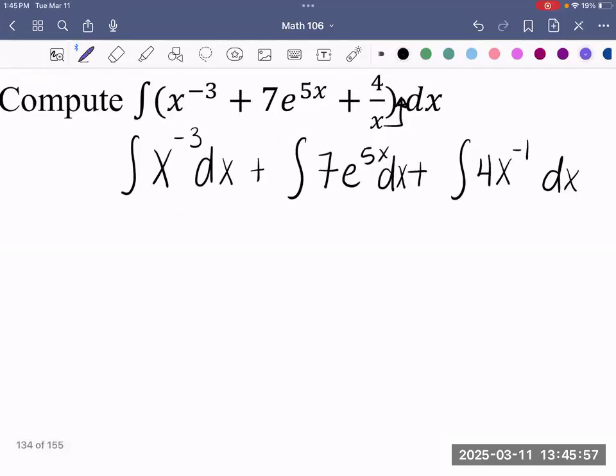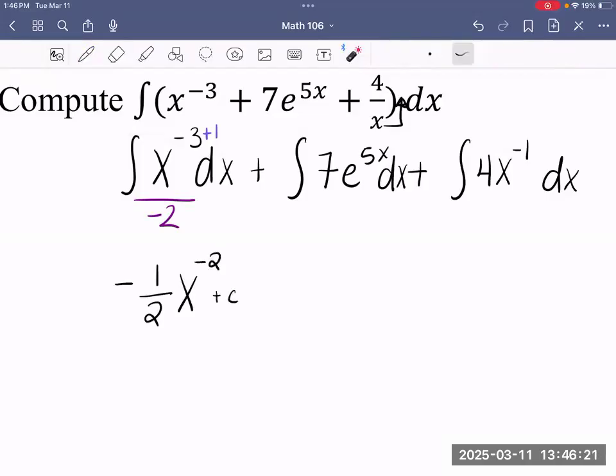So now let's go ahead and try out some of your rules. We said, okay, we're going to add 1 and then divide by the new power, so -3 plus 1 makes -2 here. So we have -1 over 2 x to the -2. And if you want, you can say plus c, but notice that we're going to have a lot of these dx's. That doesn't mean that it's plus c plus c plus c, so we'll have plus 3c. No, that's not how it works. We're just going to include 1 plus c at the very, very end. So I'm just going to drop that.